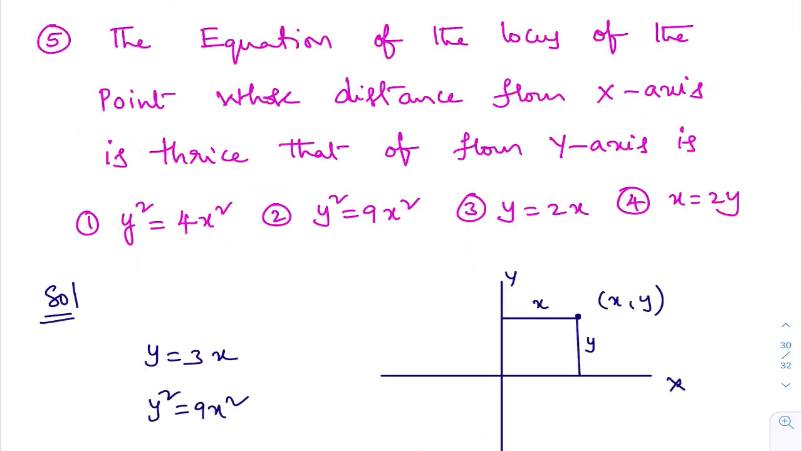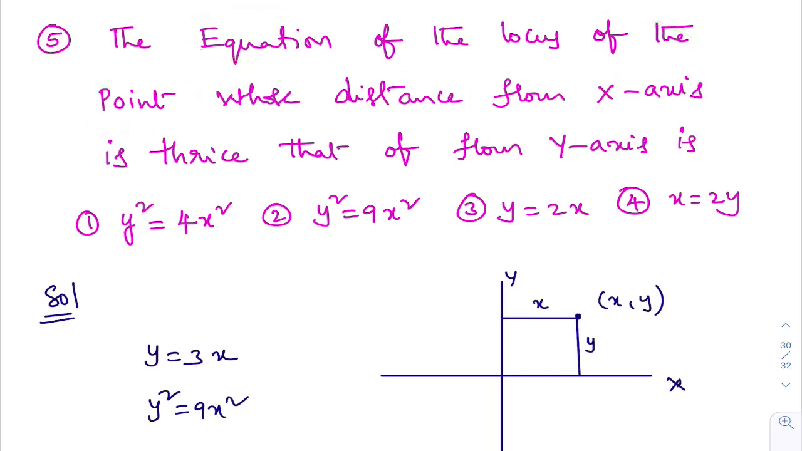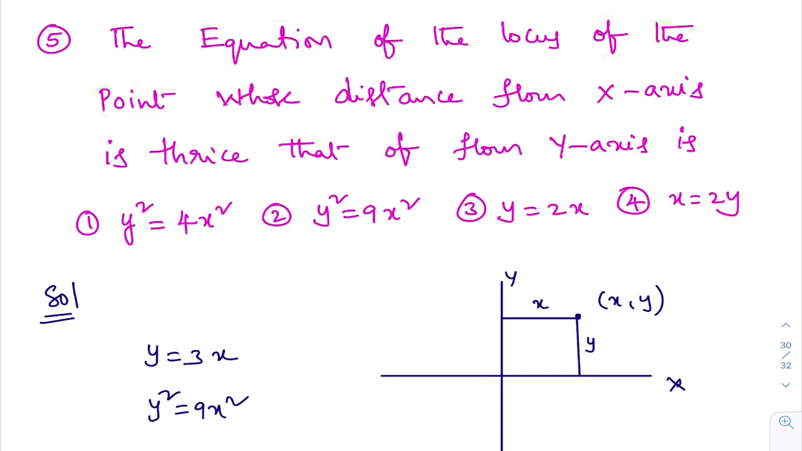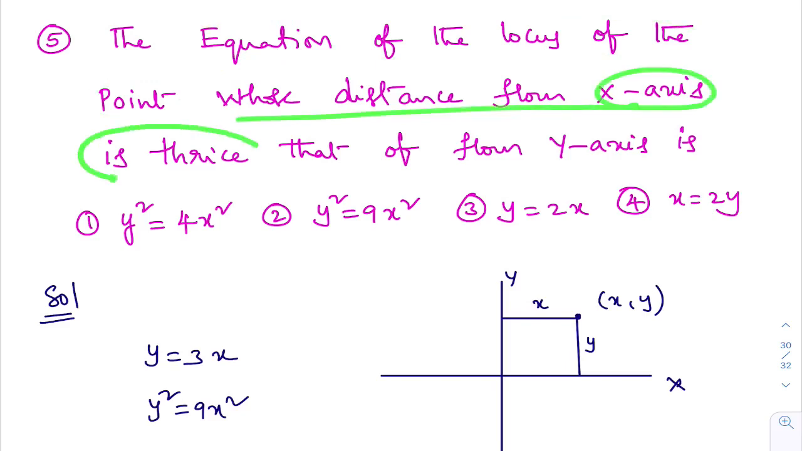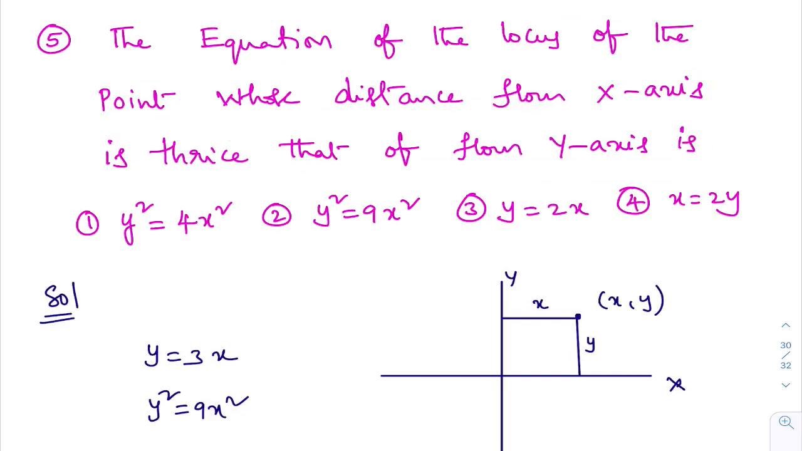See here, the equation of locus of the point. In the last class we discussed the equation of the locus of a point whose distance from the x-axis is thrice that from the y-axis. We need to find the locus of a point. I consider that point as x comma y, and I am finding the locus of this point. They are saying the distance from the x-axis; the distance from the x-axis is the y coordinate.